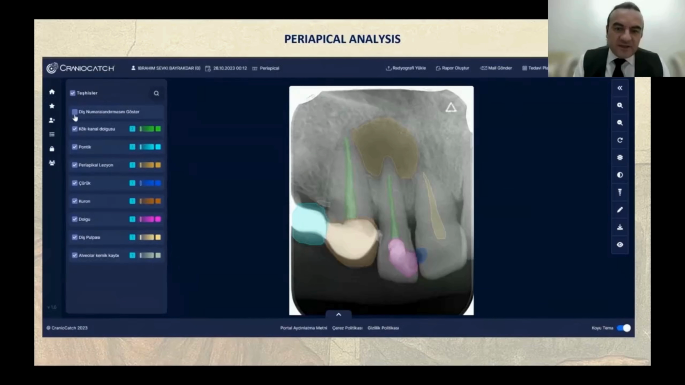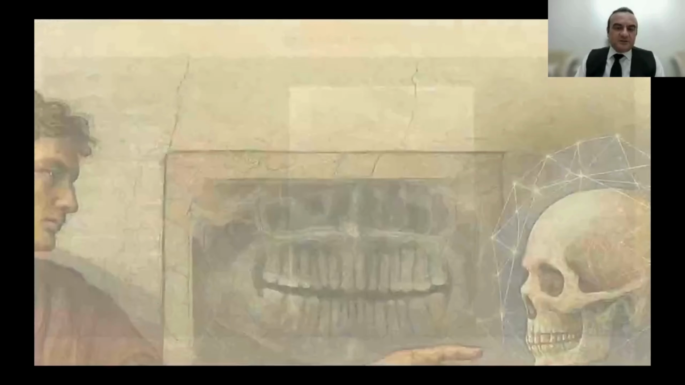So for the periapical analysis, again, we have tooth numbering, dental pulp extraction, and root canal treatment, and periapical pathologies can be extracted all the way out of these algorithms.